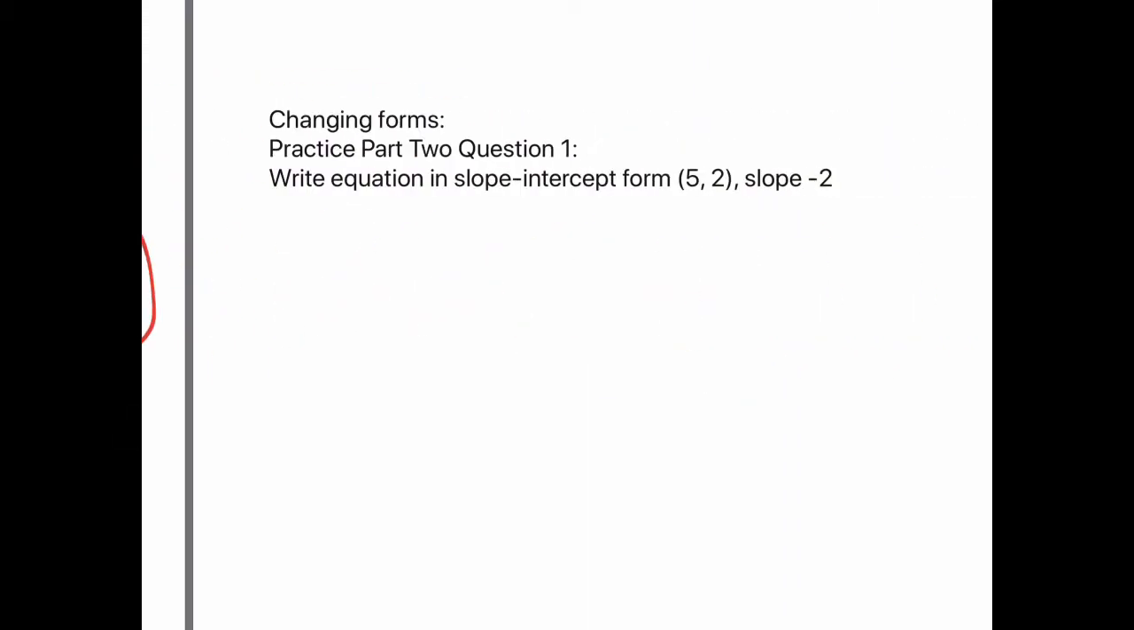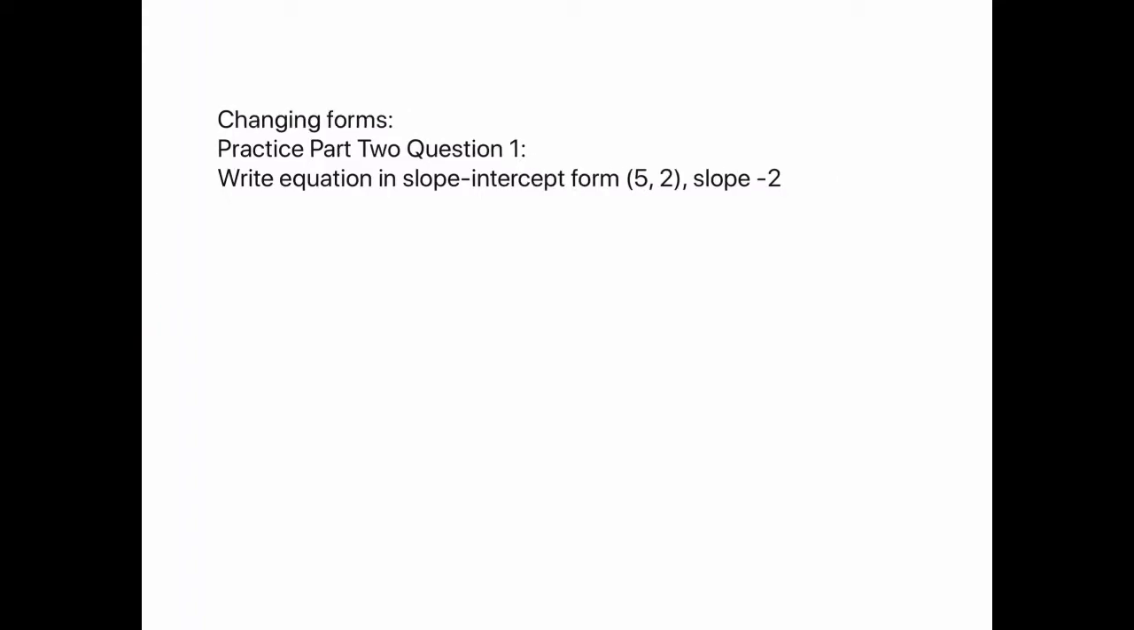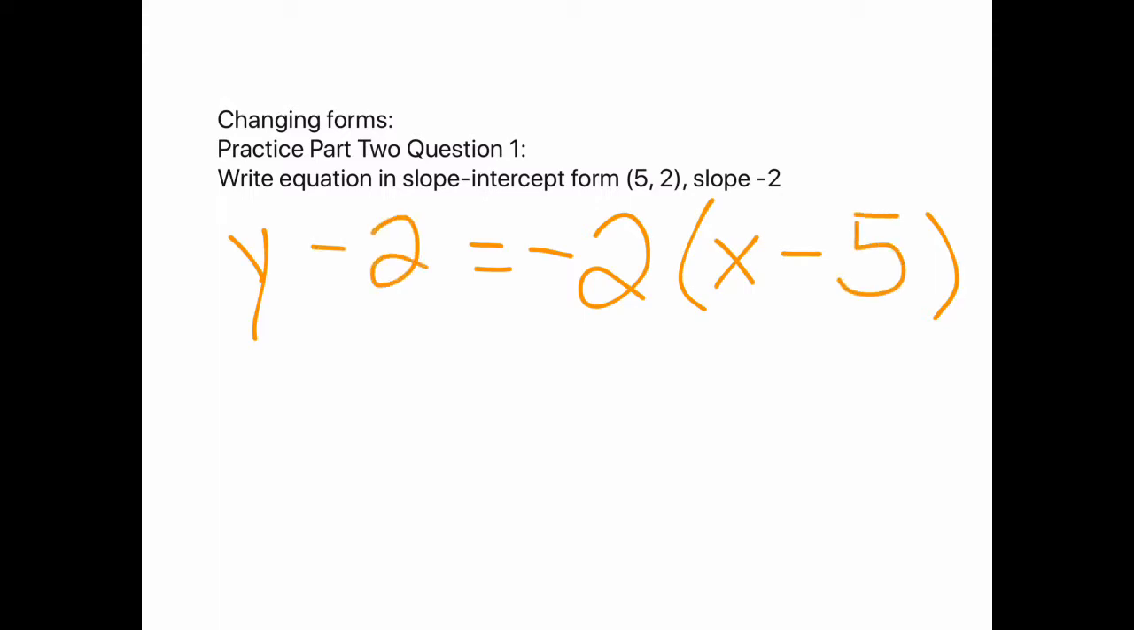All right, sometimes you'll have to change forms. This actually comes from practice part 2 from question number 1. They want you to write the equation in slope-intercept form that goes through the point 5, 2 with a slope of negative 2. So we just learned that we can put this into point-slope form because they've given us a point and the slope. Remember, the slope goes here in the middle, and our point switches sides and signs, just like this. But this is correct in point-slope form, but it's not in slope-intercept form. So we have to do some algebra in order to switch that.